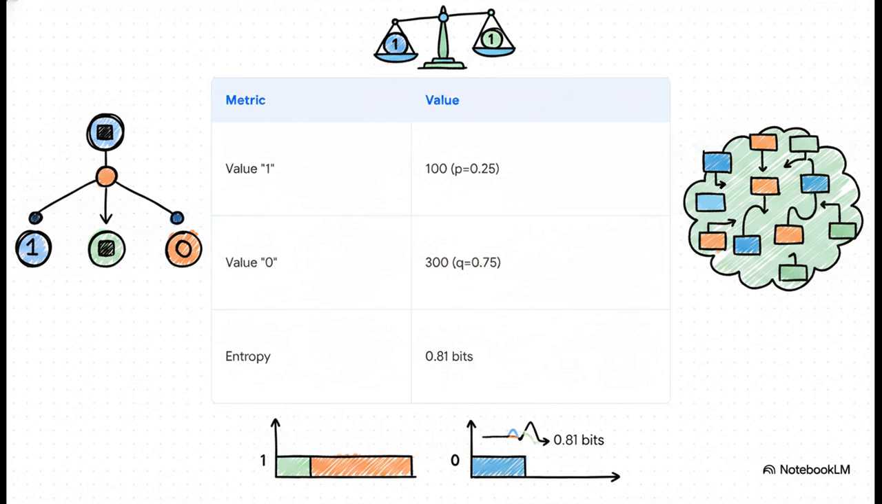If we have a dataset split with 100 examples of value 1 and 300 examples of value 0, so a 25-75 split, and we plug that into the entropy formula, it yields an unpredictability of 0.81 bits per example. To put that into perspective, if the set were perfectly balanced at 50-50, the entropy would be exactly 1.0. The closer to 0 you get, the more uniform and predictable the data actually is.